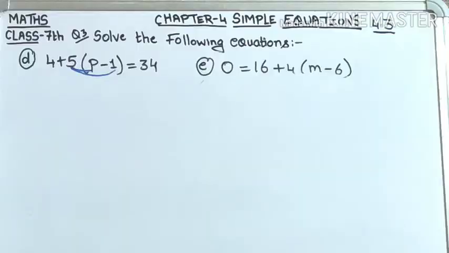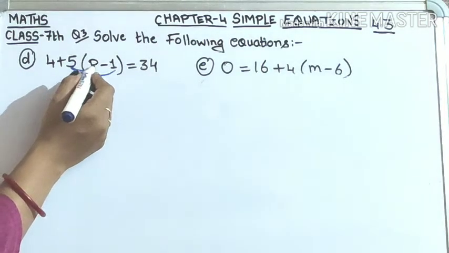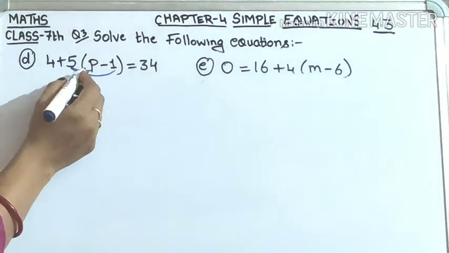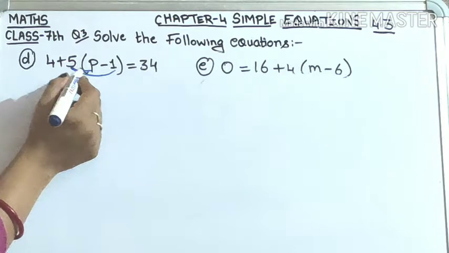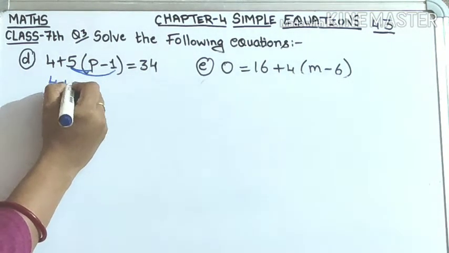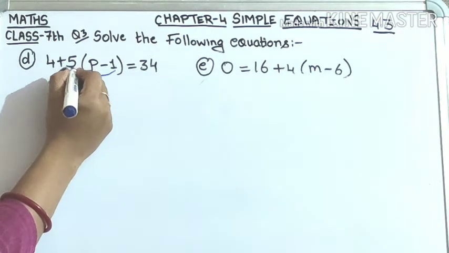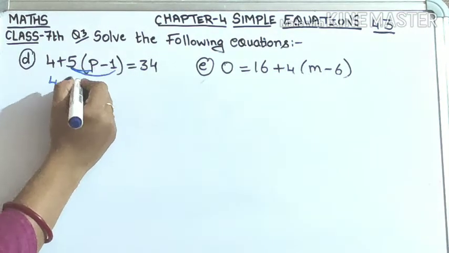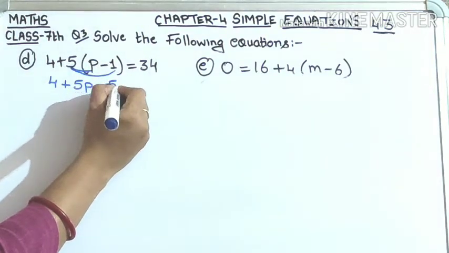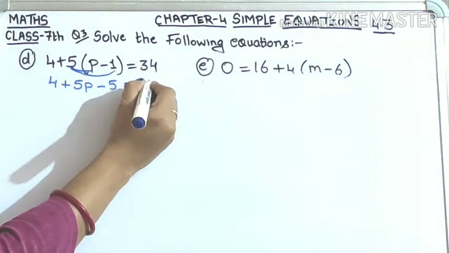Clear? To the D1, in the D1 the equation is 4 plus 5 times p minus 1 equal to 34. So what we have to do, first of all we have to remove the bracket. So to remove the bracket, the number which is given outside the bracket is multiplied with the numbers given in the bracket. 4 we will write as it is 4, and this 5 will be multiplied with the p, and this 5 will be multiplied with 1. So 5 into p will become 5p, and 5 1s are 5 equal to 34 as it is.